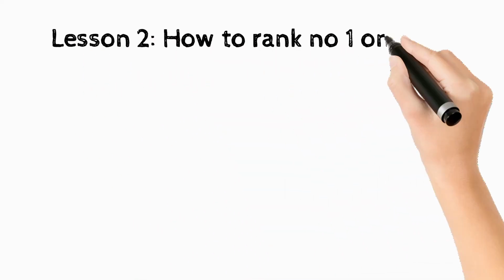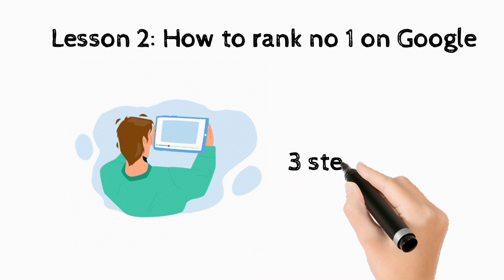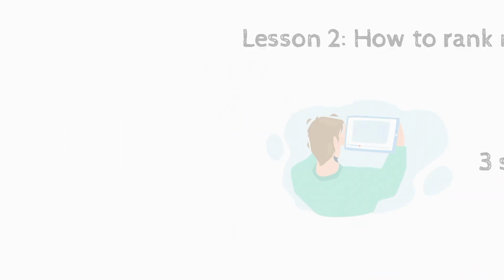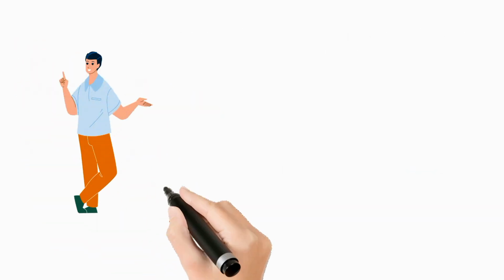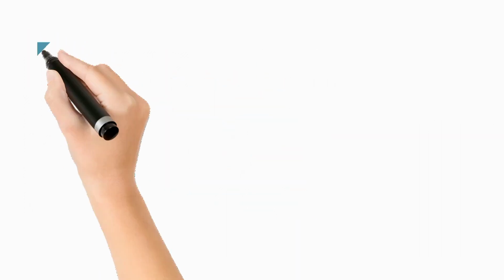Lesson number 2 is how to rank number 1 on Google. In previous videos, I told about 3 steps for SEO. In this video, I'm going to tell you some general points for SEO. You need to use correct keywords.